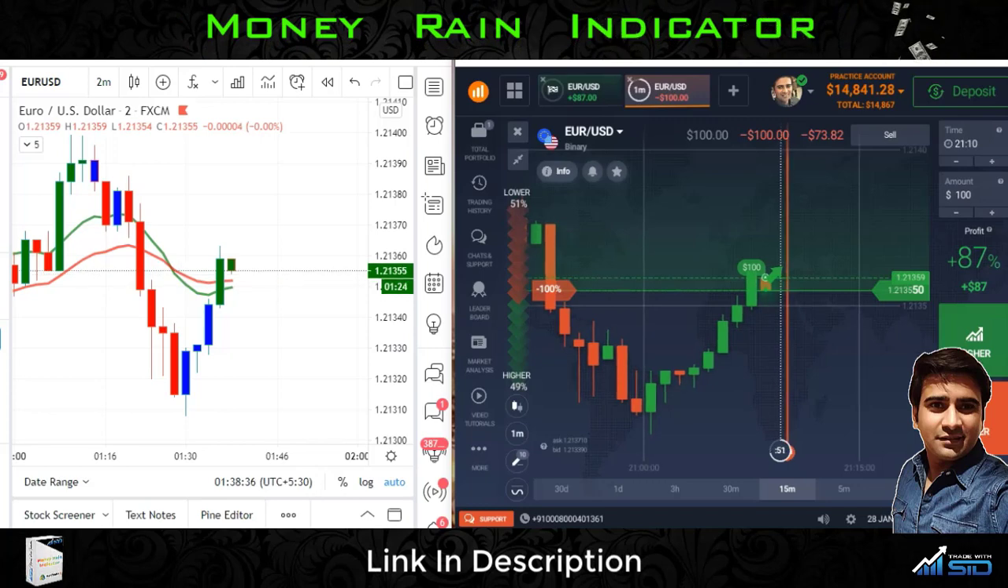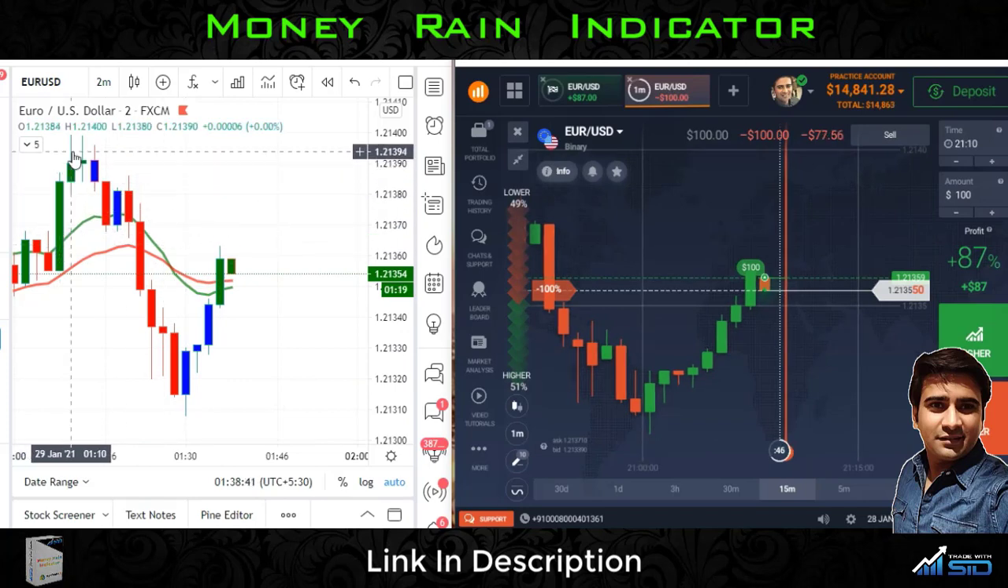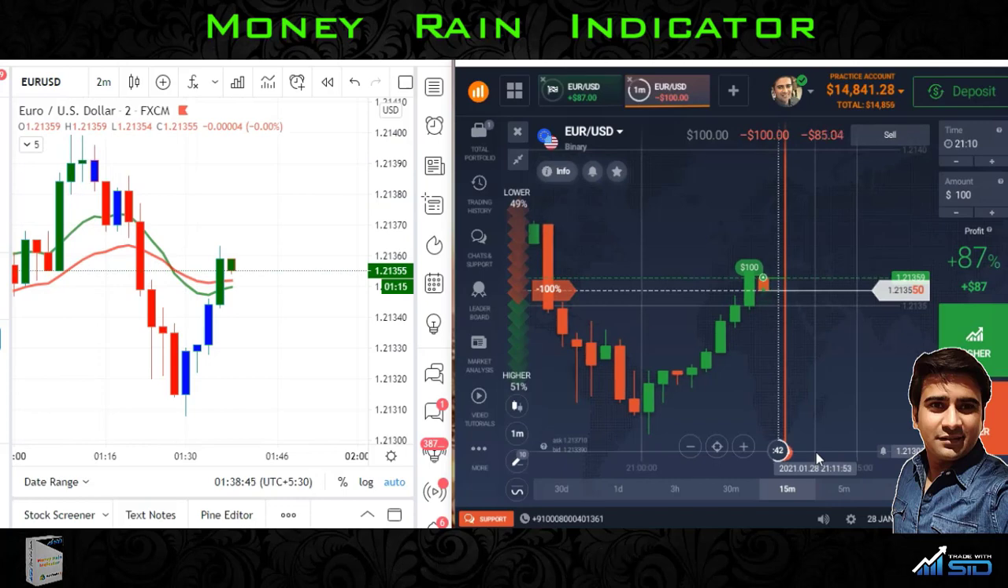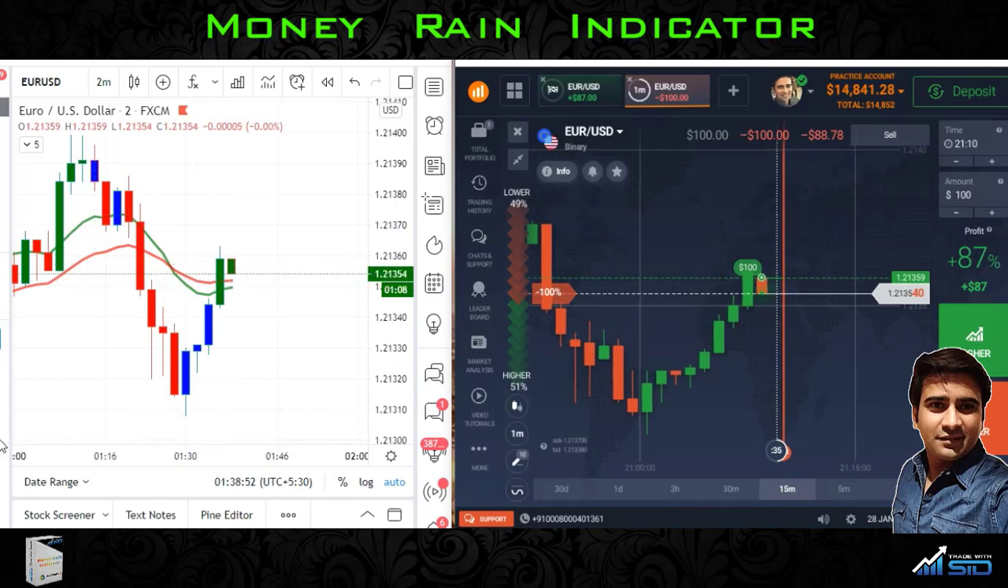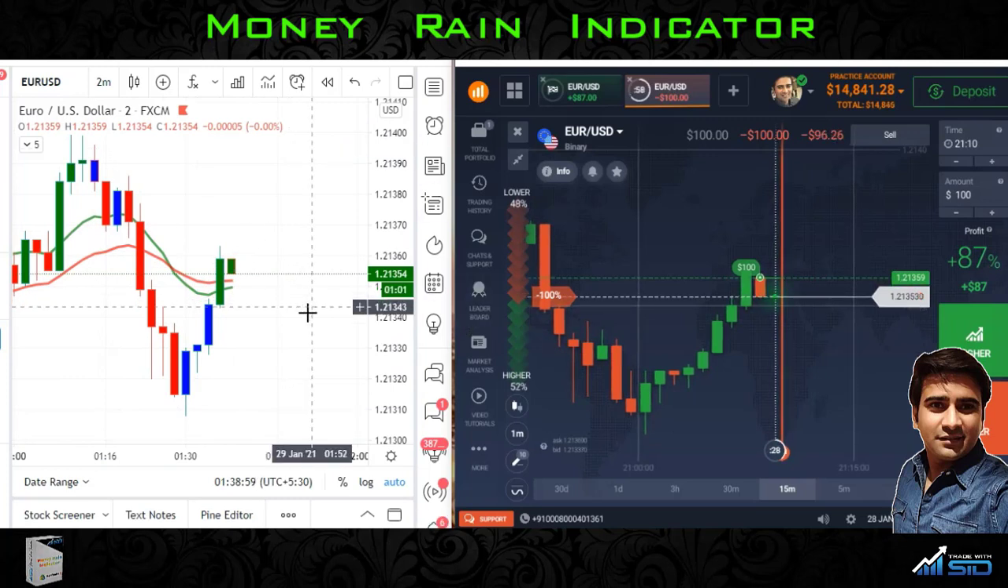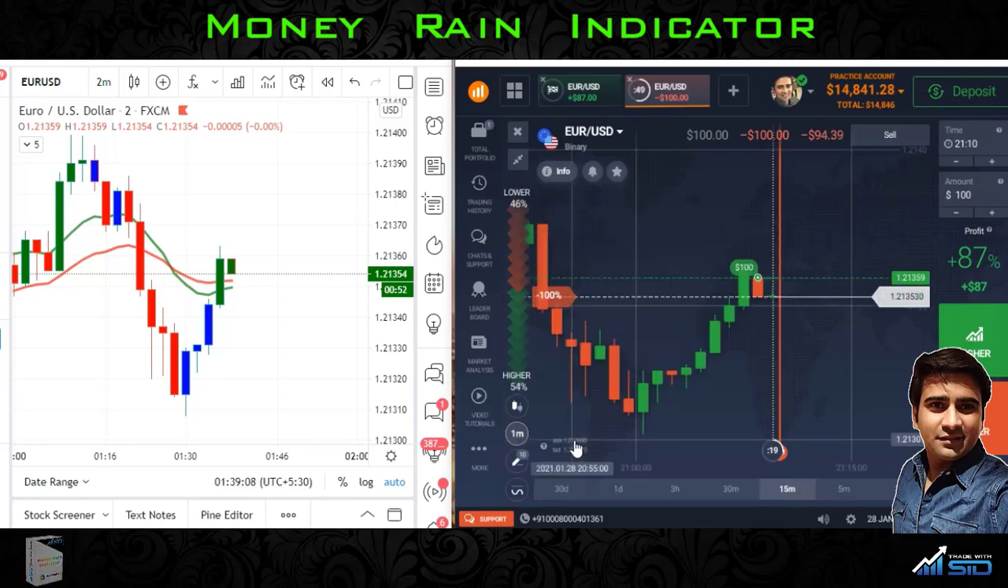Guys, in most cases, once the color changes to green, green candles will be seen back to back. So I'm expecting the same thing to happen here. Sometimes what happens is that the price goes to the moving averages, gets rejected, and then starts moving to the upside once again. We are using a 2 minute chart of EUR/USD, guys. So we have taken a EUR/USD trade. Let me just change this to 2 minute as well.